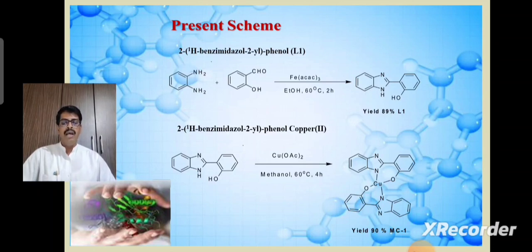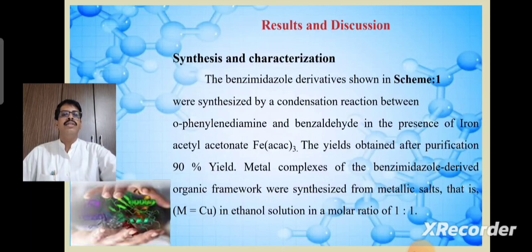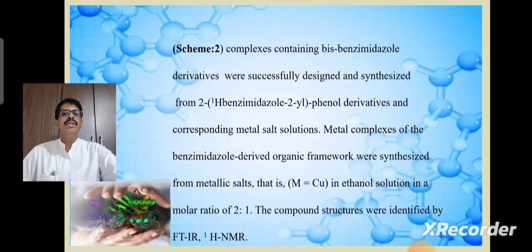In the second scheme, the complex of 2-(1H-benzimidazol-2-yl)phenol with copper is derived by reacting with copper acetate salt in methanol at about 60 degrees for 4 hours. Metal complexes of the benzimidazole derived organic framework were synthesized from a metallic salt, where M is copper, in a methanol solution in a molar ratio of 2 to 1. The compound structures were identified by FTIR and H1 NMR. Here the details of the reaction are shown above. This is the second scheme.